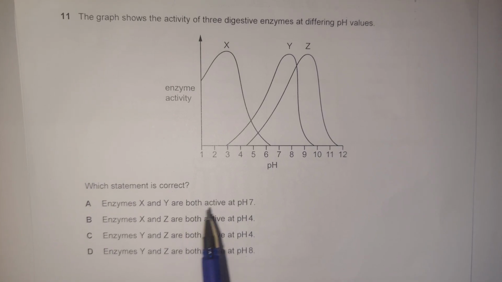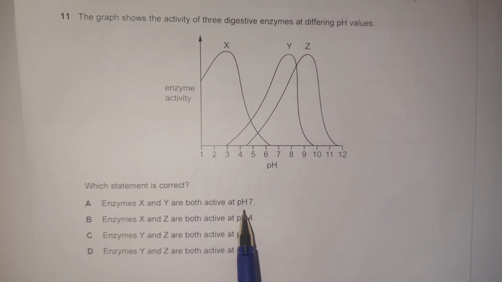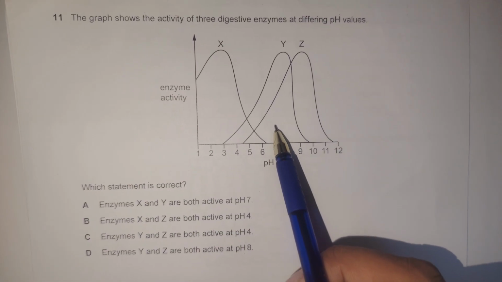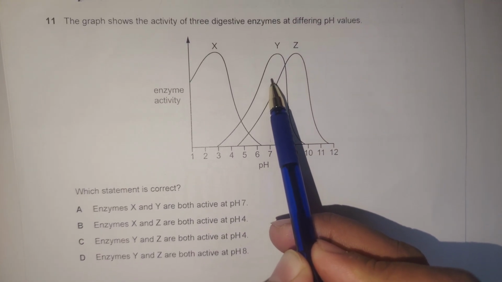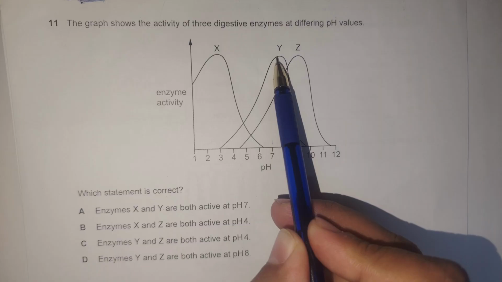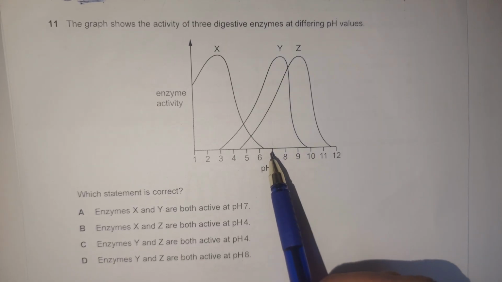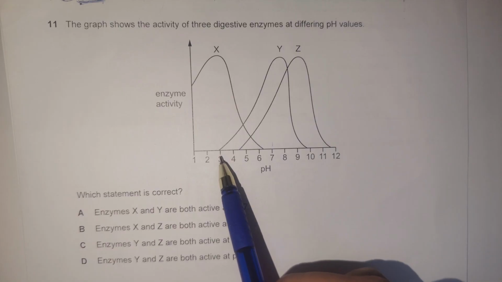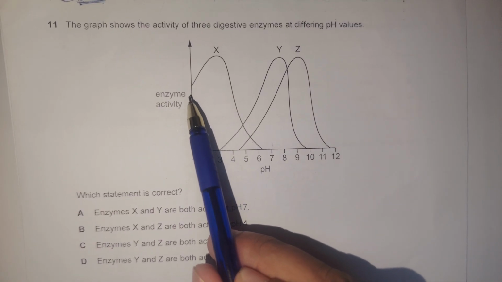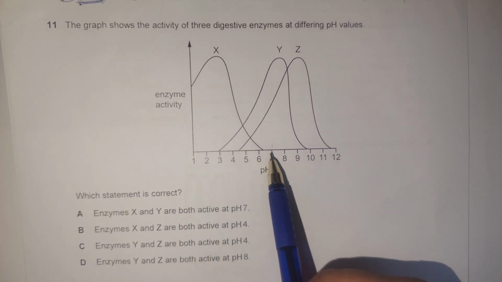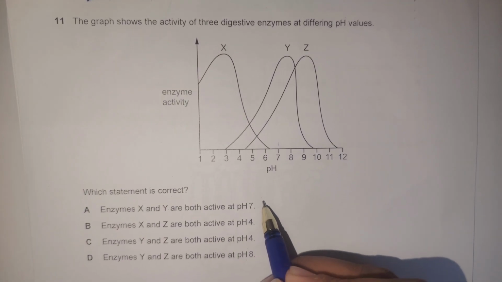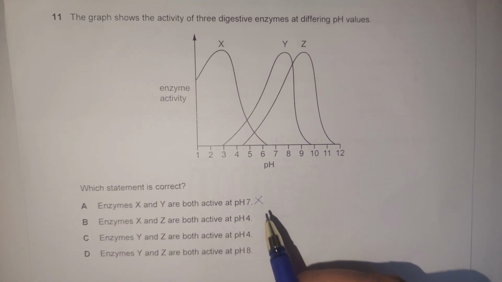Enzyme X and Y are both active at pH 7. At pH 7, if you take a corresponding line from here to here, enzyme Y is at peak, but enzyme X has essentially zero activity. This is pH 7, right? So due to this reason, this statement is wrong.